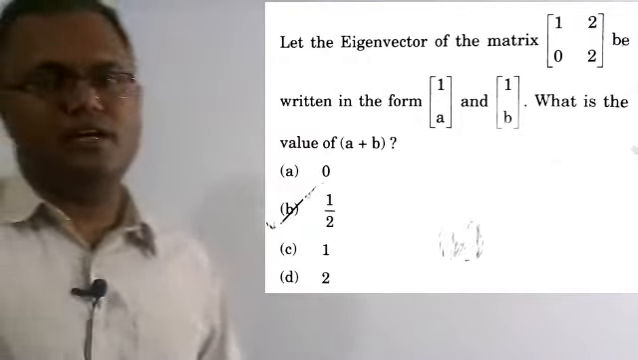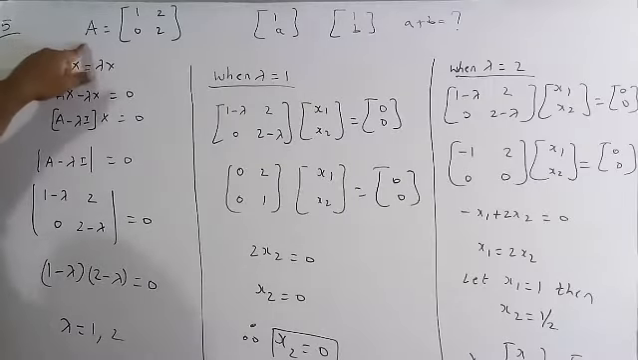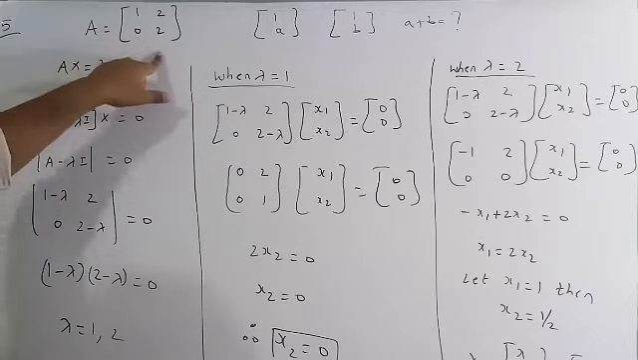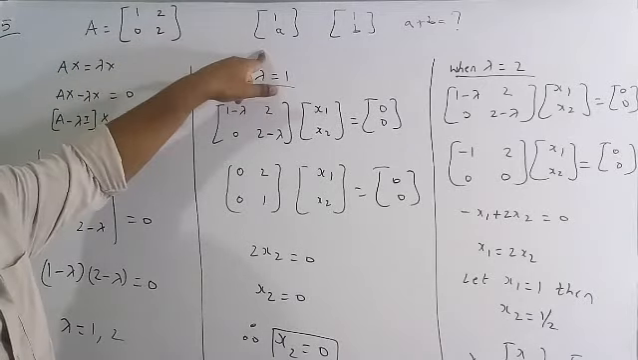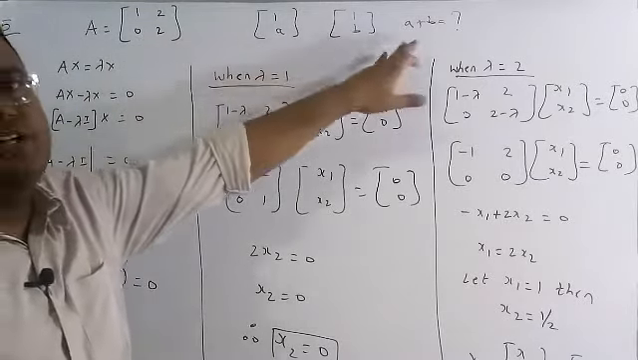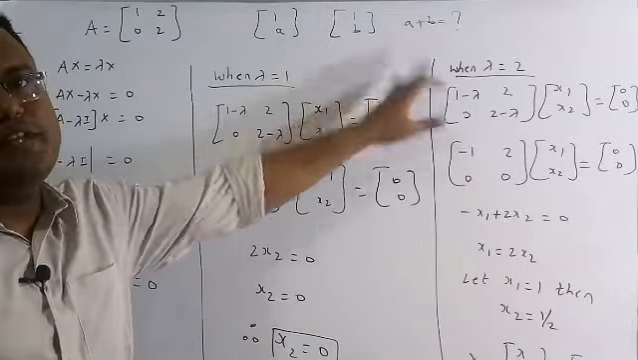So let's solve this numerical. This is the matrix: matrix A is equal to 1, 2, 0, 2. For this matrix, they have given the eigenvectors 1, comma a and 1, comma b. So we need to find the value of a plus b.